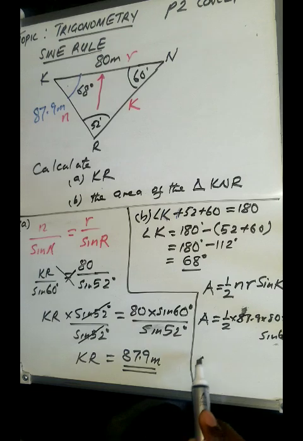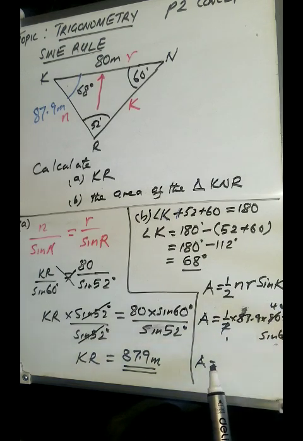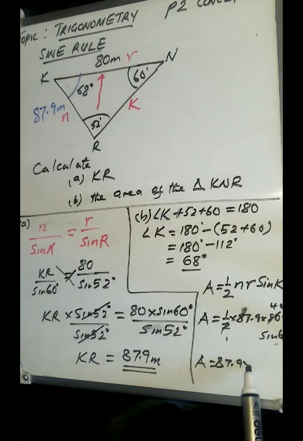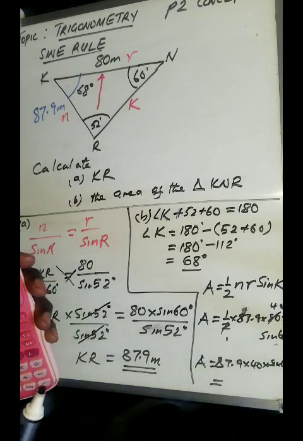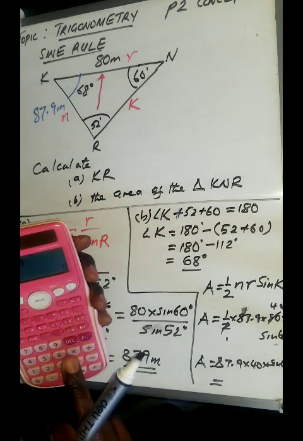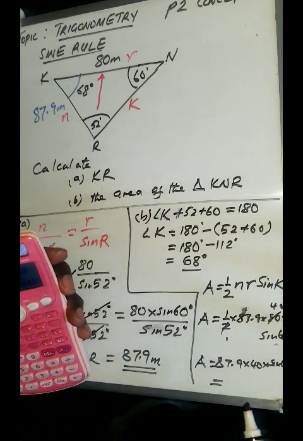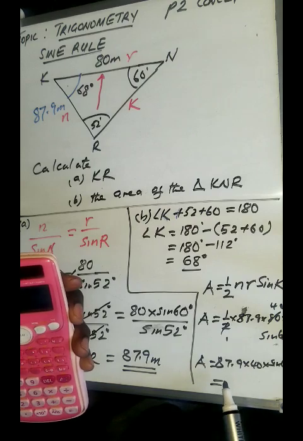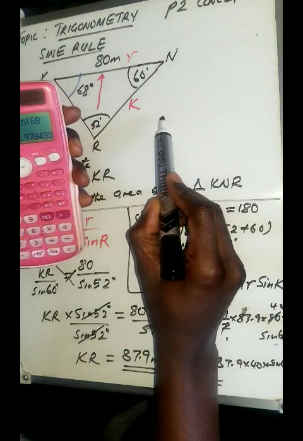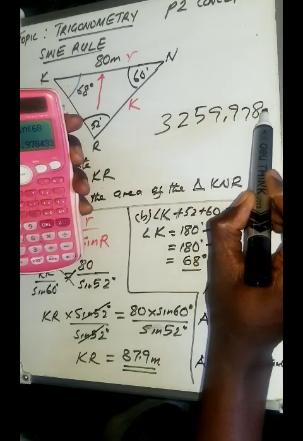Sorry, the space is just too little for me there. Right, so half of 80 will give me 40. So that will be 87.9 times 40 times sine 68. All right, I hope you're able to see that. So 87.9 multiplied by 40 multiplied by sine 68, the angle that we got there. So it is going to give me, to three significant figures, this value, 3,259.978, and it goes on.